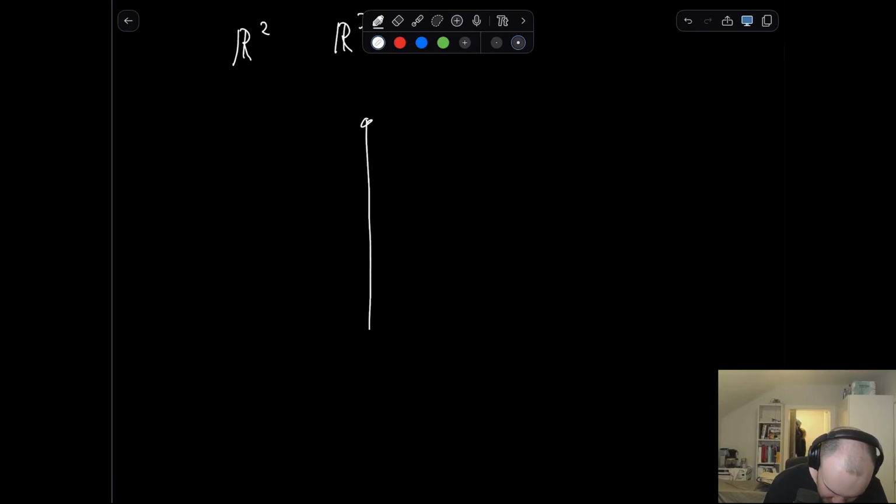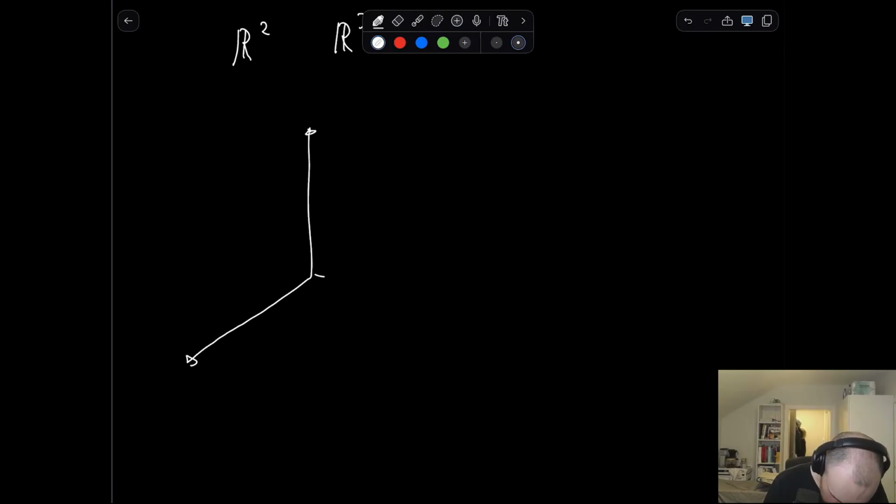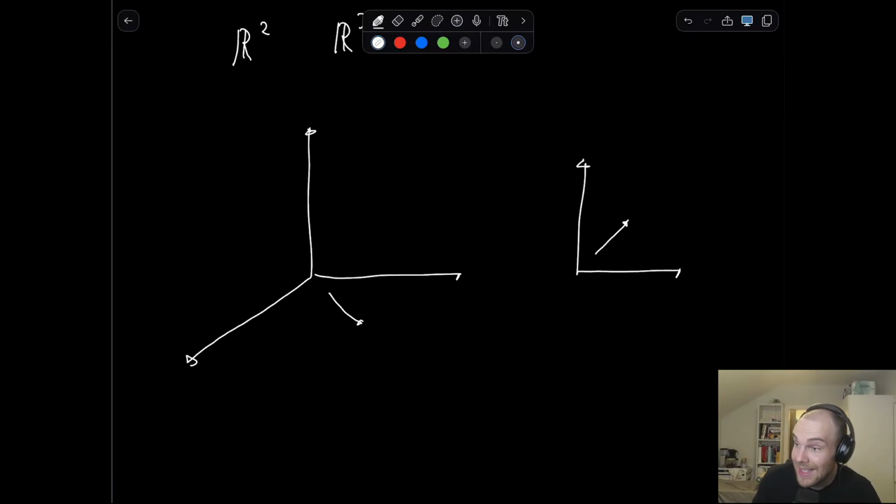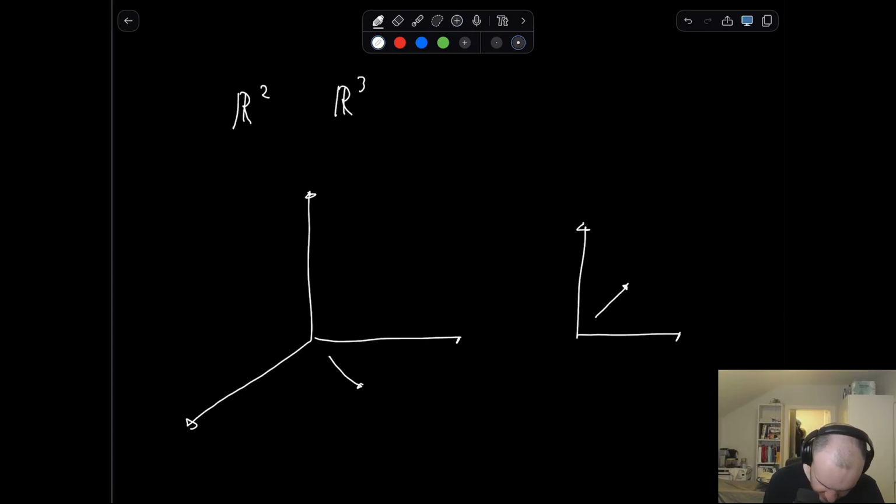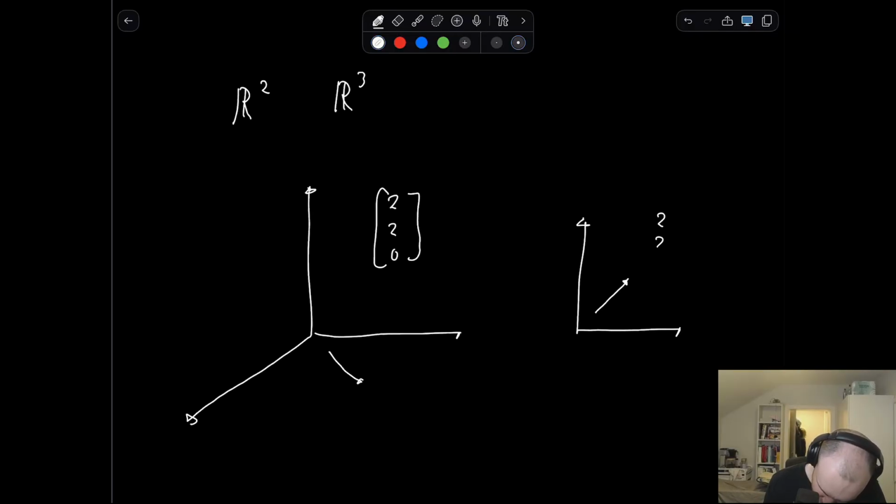So here is how you imagine that. As most of you would have thought, I could have a vector here, and I could have the same vector there. So why isn't that true? The thing is, these are actually two different things. If I write this vector in 3 dimensions, it looks like 2, 2, and of course 0. And this is, for example, 2 and 2.